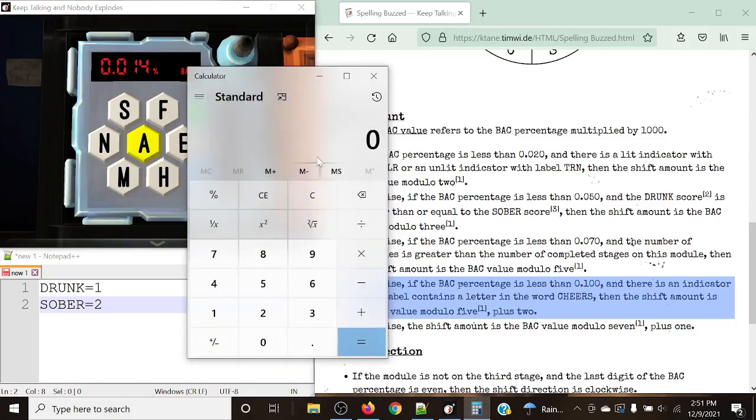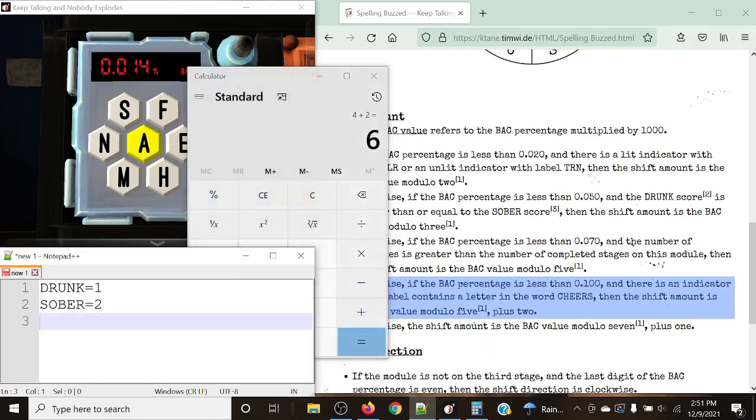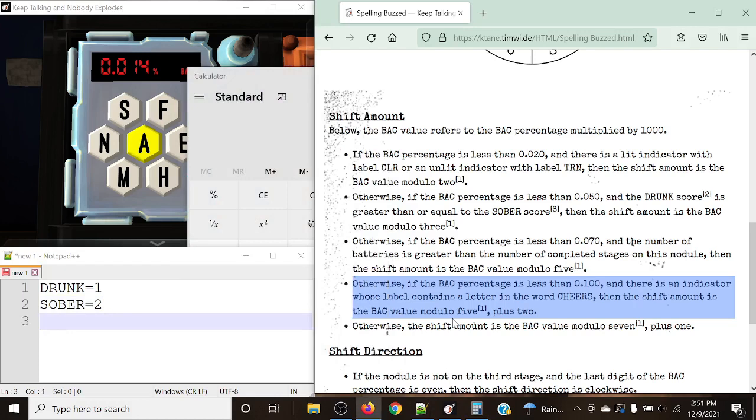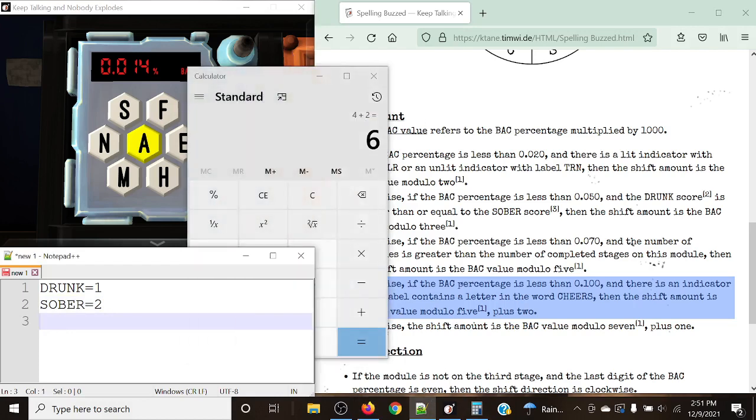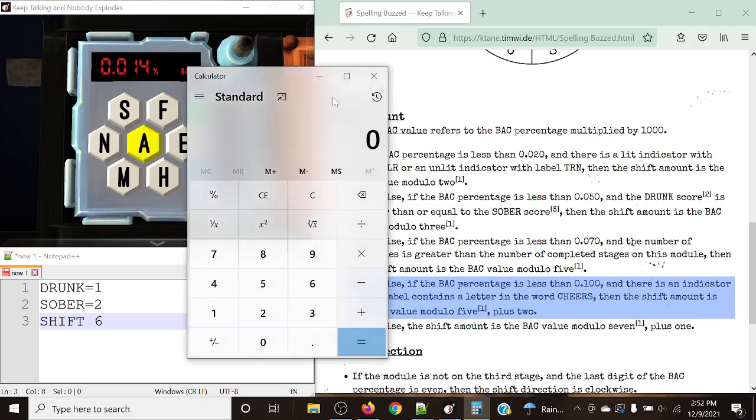So let's pop this out. 0.014 times by 1,000 should just be 14 right there. Now we're going to modulo this by 5, mod 5, and then we're going to add 2 to this. So now we're going to be shifting 6. Note that it's not going to be moduloing 5 after this. It's going to be just simply shifting 6. So we're going to shift 6, but the question is in which direction?